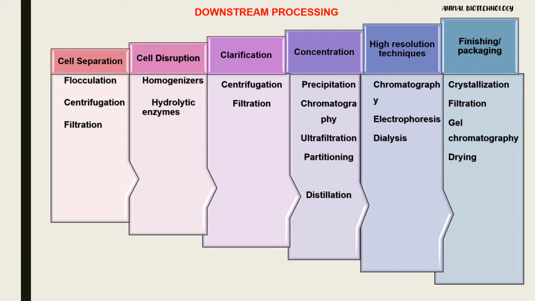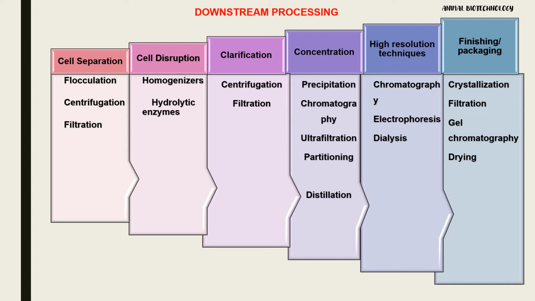The various approaches utilized for downstream processes are: first, solid-liquid separation, which is done by means of flocculation, centrifugation, or filtration. If the end product is an intracellular product, then cell disruption is done by means of homogenizers or by use of hydrolytic enzymes or by chemical methods. Clarification of the product is done by means of centrifugation and filtration. This is then followed by concentration of the end product. It is based on the properties of the product.